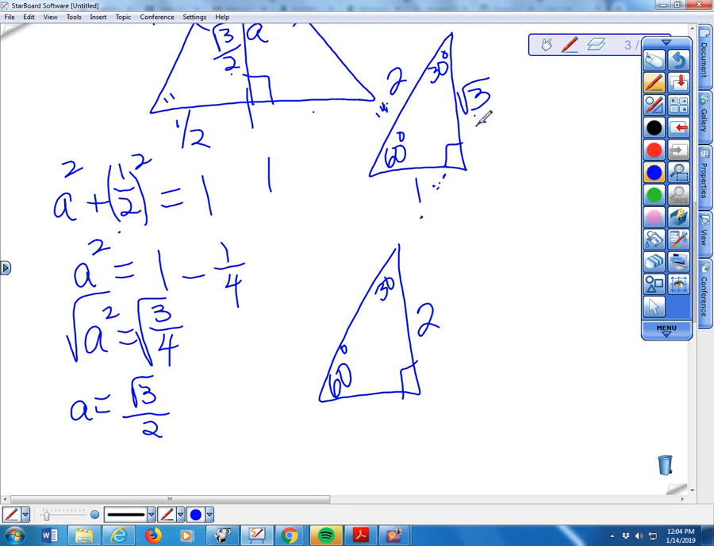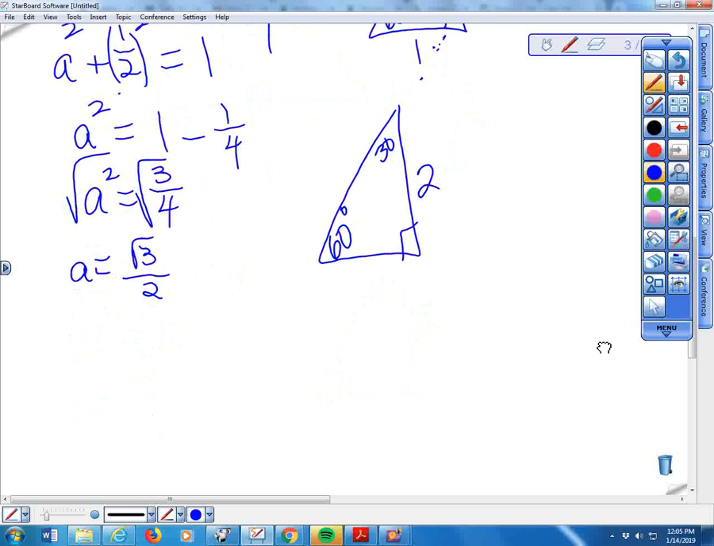I multiplied it to get from here to here by the square root of 3. So to get backwards, I've got to divide it by the square root of 3. Okay, so this becomes 2 divided by the square root of 3. Well, there's a radical in the denominator again. Have to rationalize. What's that?